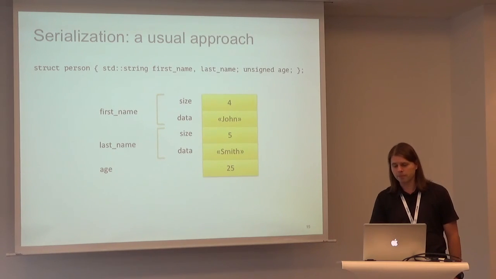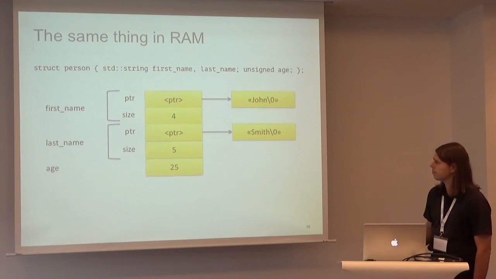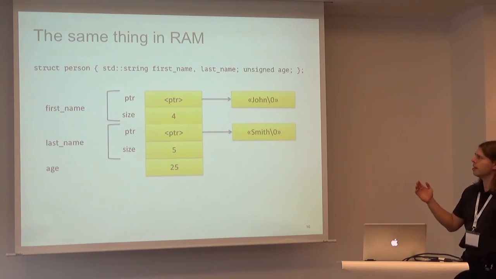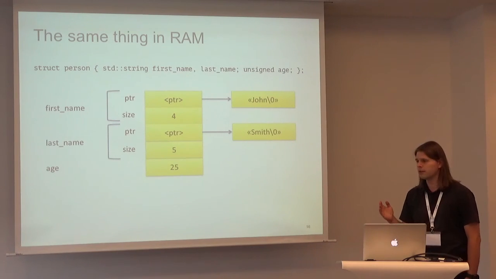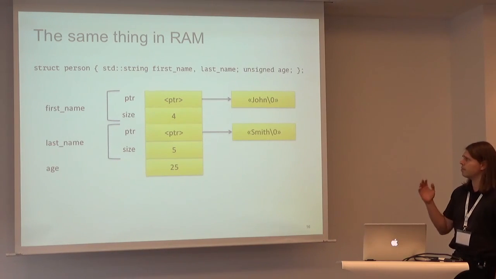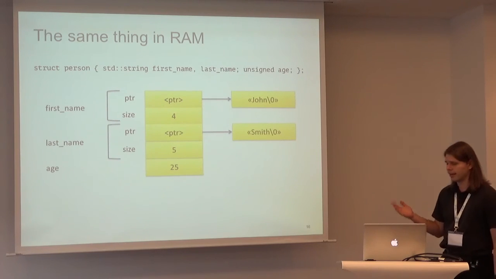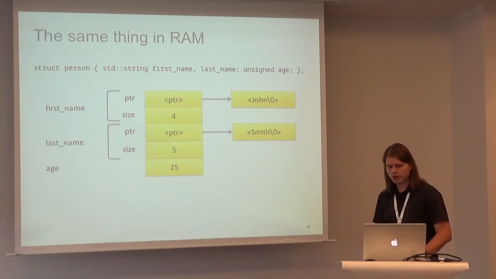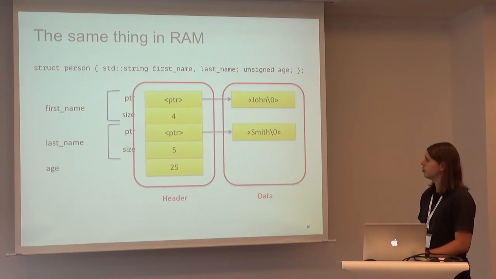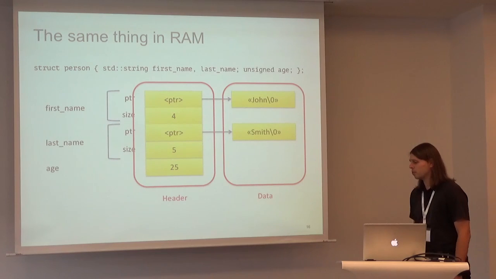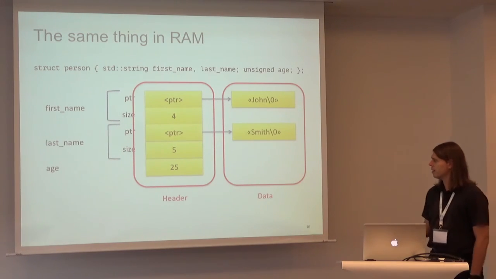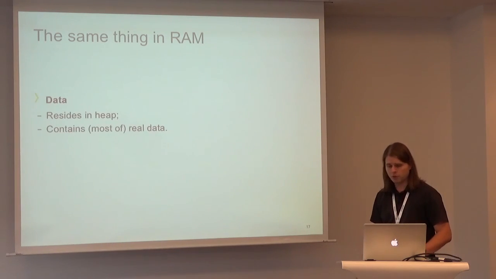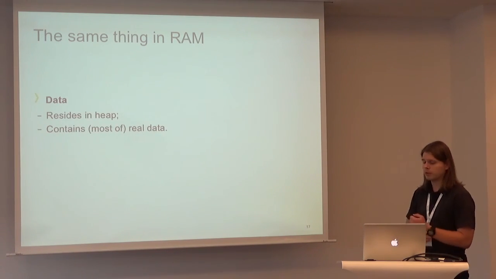But in memory, things are laid out quite differently. It's something like this. We have a first name and a last name, they're strings, basically consisting of a pointer to the data and the size of the data, and the pointer points somewhere else. So when you look at this picture, you can see the data can be naturally subdivided into 2 parts. Well, perhaps not the best choice of words, but still: the actual data, which can be arbitrarily long in size, and the header which references the data.